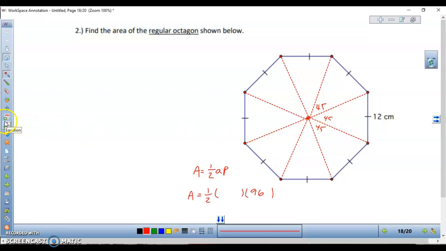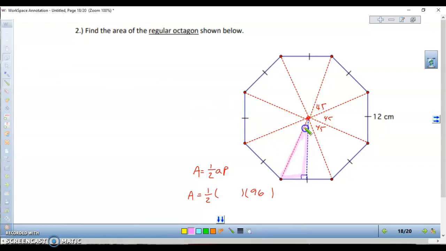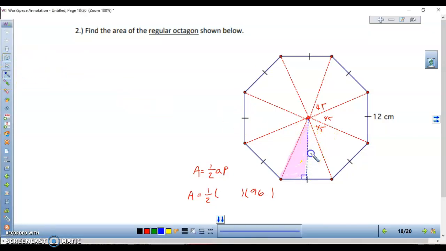So then I will draw my apothem. Now, when I draw my apothem here, I cut this isosceles triangle into 2 right triangles, because an apothem is perpendicular to the side. All right, so now this is where I'm going to use right triangle trigonometry to find the apothem, which happens to be a side length of this highlighted right triangle. All right, so here's the apothem, what I'm looking for.